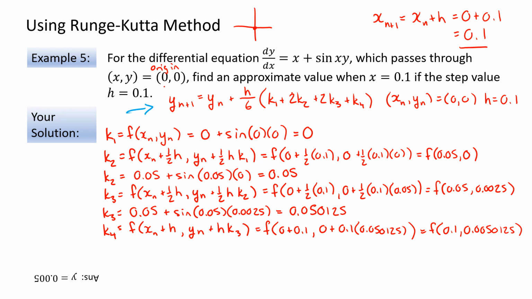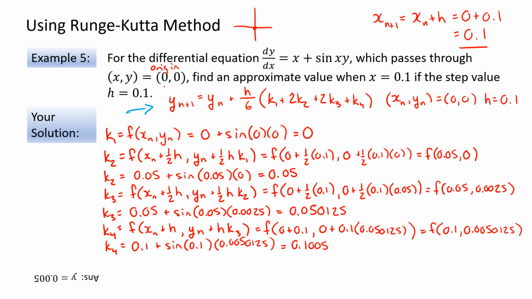Okay? I know it's tedious looking at these numbers this way, but I always keep in mind, people did this before you had calculators to just solve these. So substituting these values in, we get k4 is equal to 0.1 plus the sine of 0.1 times 0.00500125. Okay? If you calculate that out, you get 0.1005.